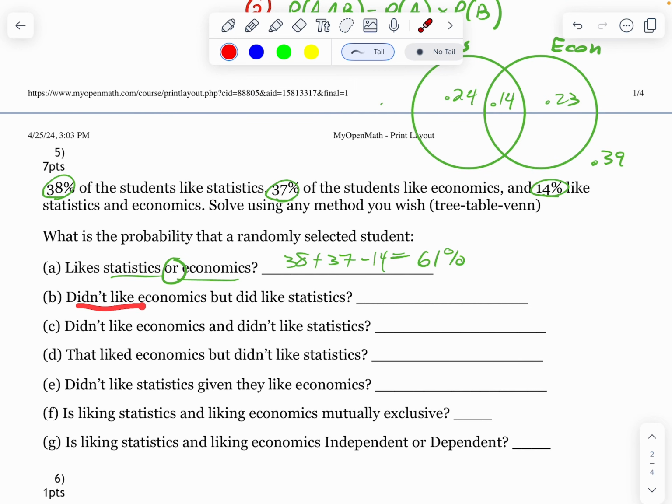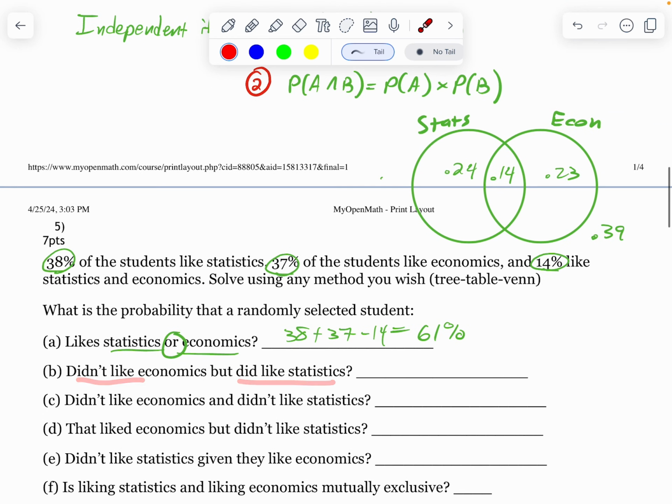B, they don't like economics, but they did like stats. That would be these kids. They don't like econ, but they do like stats. 24%. The Venn diagram helps so much. C, they don't like econ, and they don't like stats. That would be that number. See, I thought we needed that. Those are the kids that don't like either class.